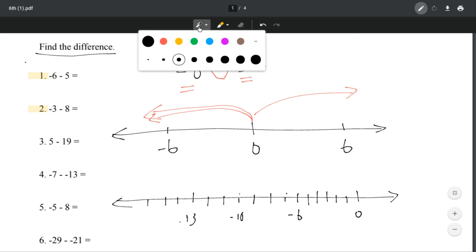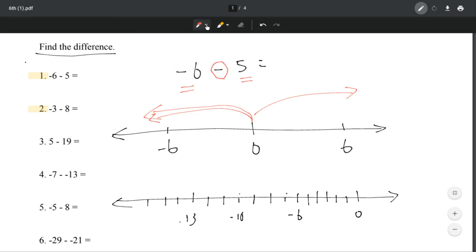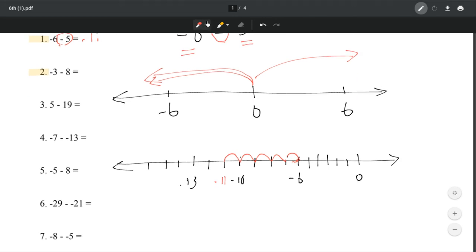So there's -6, and from -6, we know that we have to move 5 units to the left, because we're subtracting 5 from -6, right? So we go 1, 2, 3, 4, and 5. And so our answer is -11. Okay? Let's try number 2.